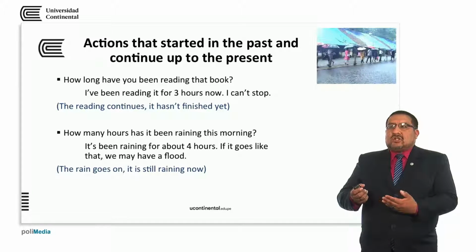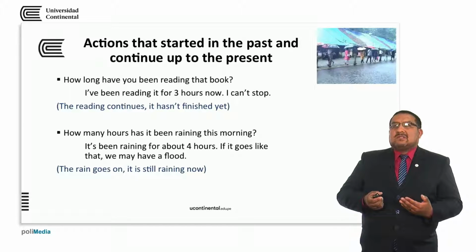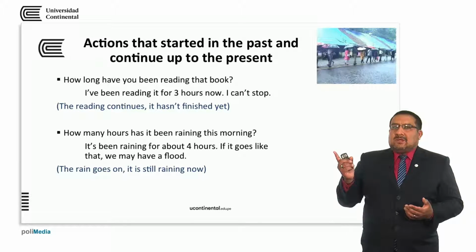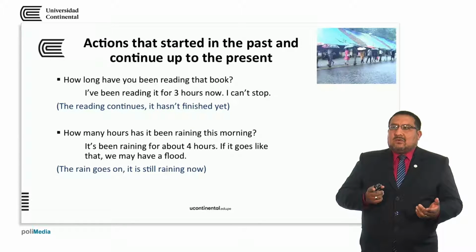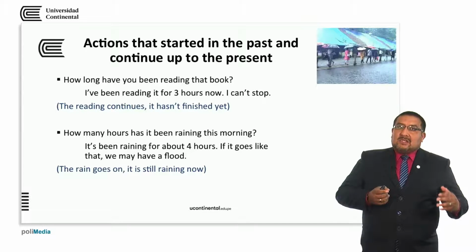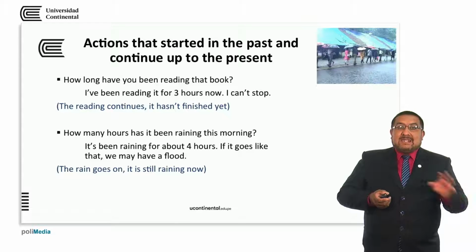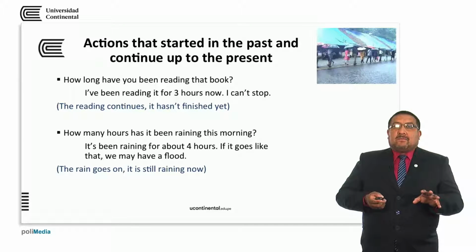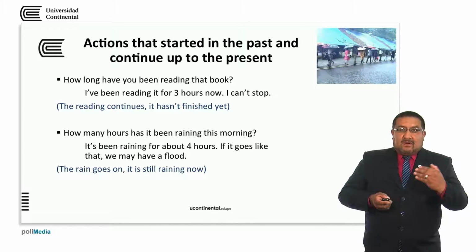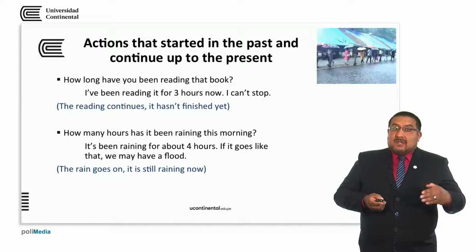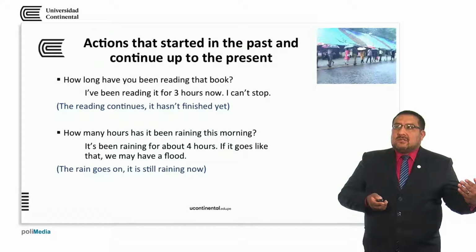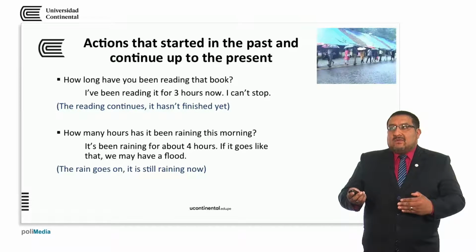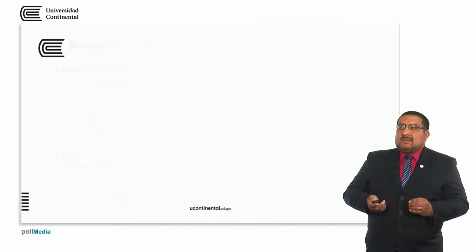Or in the other question, how many hours has it been raining this morning? It's been raining for about 4 hours. You see the picture? It continues raining. If it goes like that, we may have a flood. So it means that it's still raining. That's the idea of the present perfect progressive, something that is referring to an action that hasn't stopped. It's still going on.